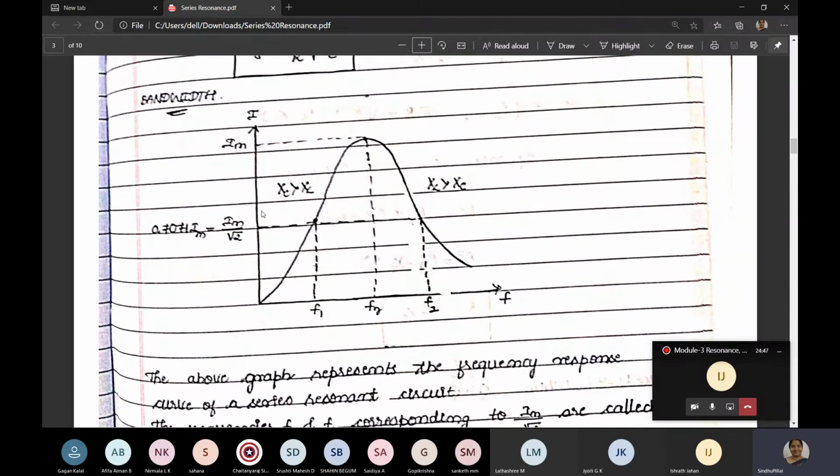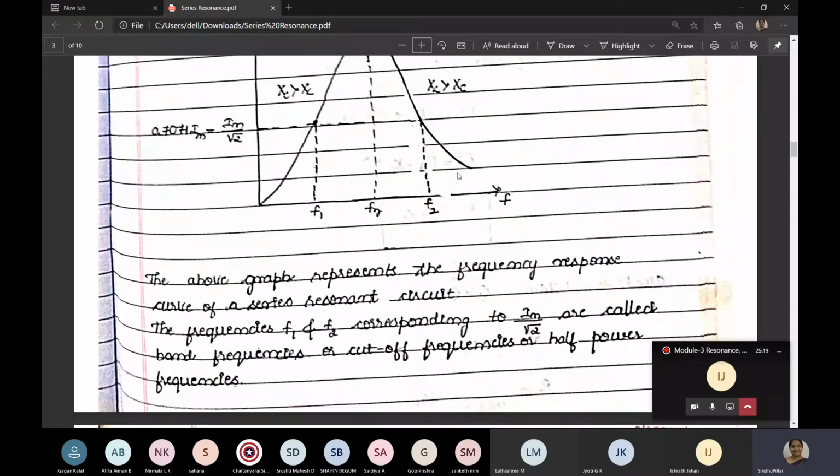For this we have to draw this graph where we have two frequencies F1 and F2 and a middle frequency, that is resonant frequency FR, where the current is maximum Im. This graph is I versus F, current versus frequency. At F1 and F2 the current is Im by root 2. Here XC is greater than XL, and XL is greater than XC at the left side and at the right side of the graph.